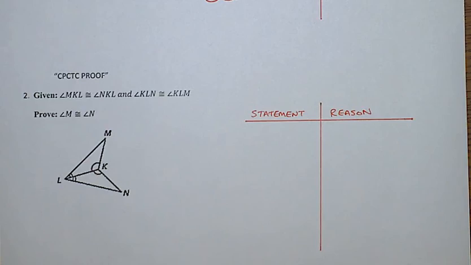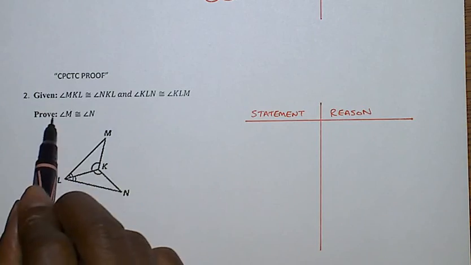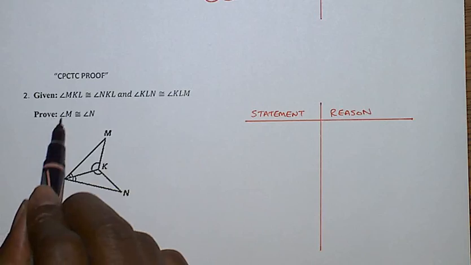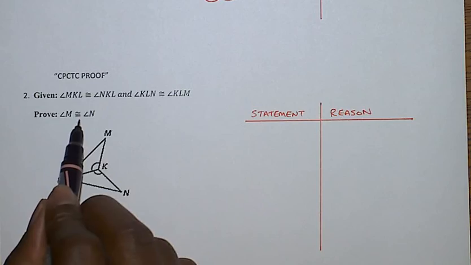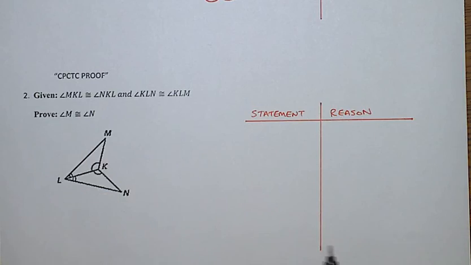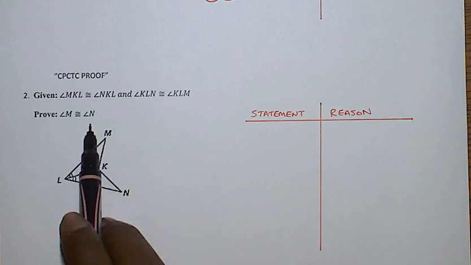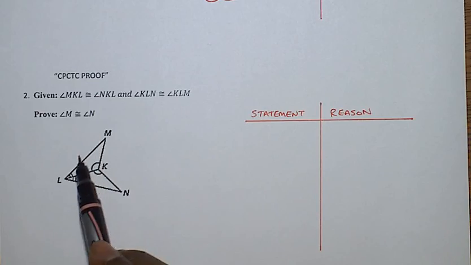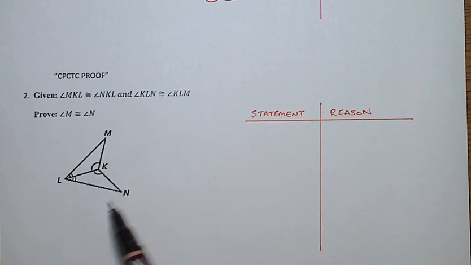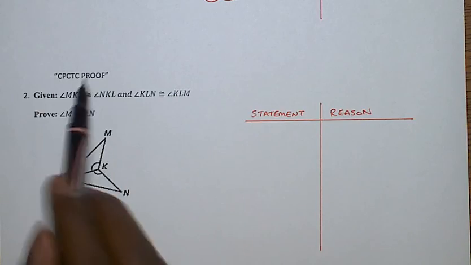Okay, so now this is the CPCTC proof. Corresponding parts of congruent triangles are congruent. We can tell that we're going to use that because, like I said before, they're going to ask us to prove parts. So now in this one they said, prove that angle M is congruent to angle N. Remember, that's kind of giving us a skeleton of what we have to do. We need to prove first that two triangles are congruent. And then if M and N are the corresponding parts of these two triangles, then they have to be congruent because corresponding parts of congruent triangles are congruent, CPCTC. So that's what we're going to be working towards.